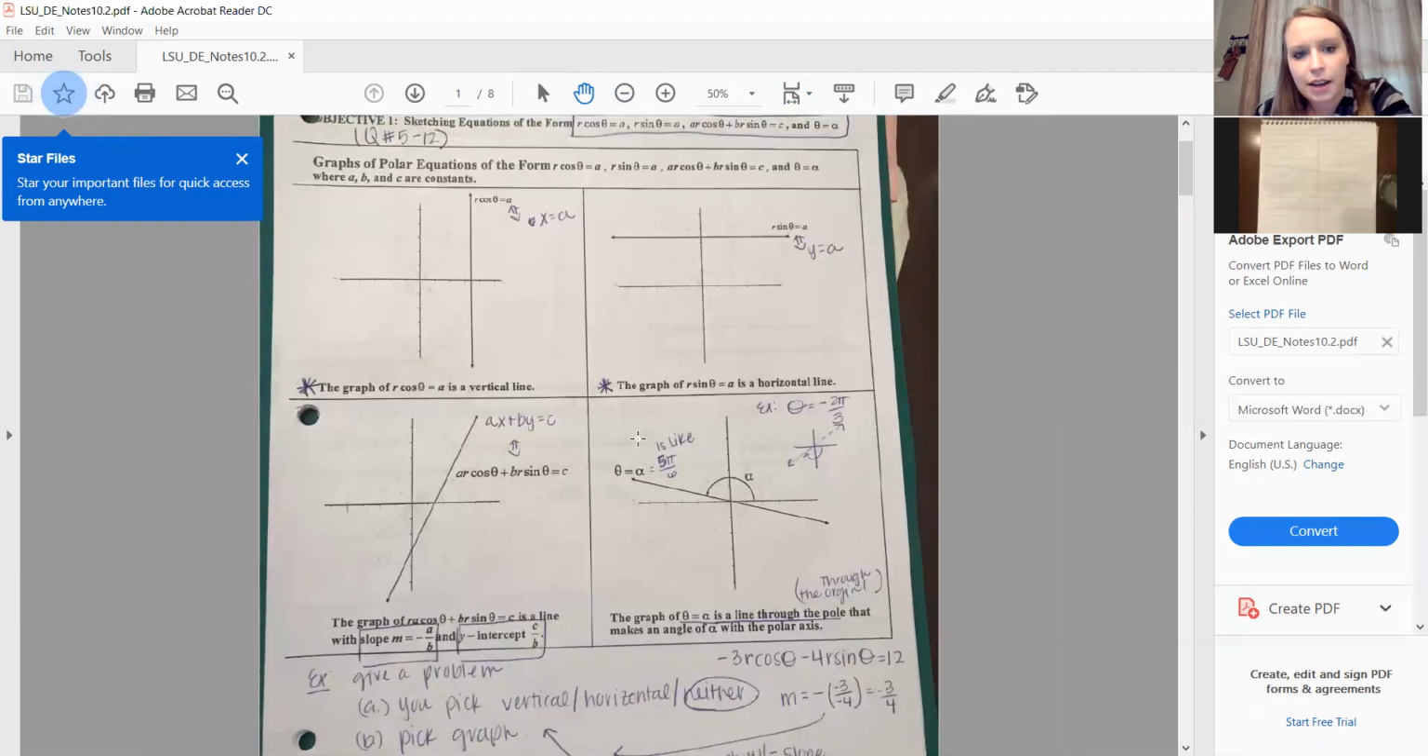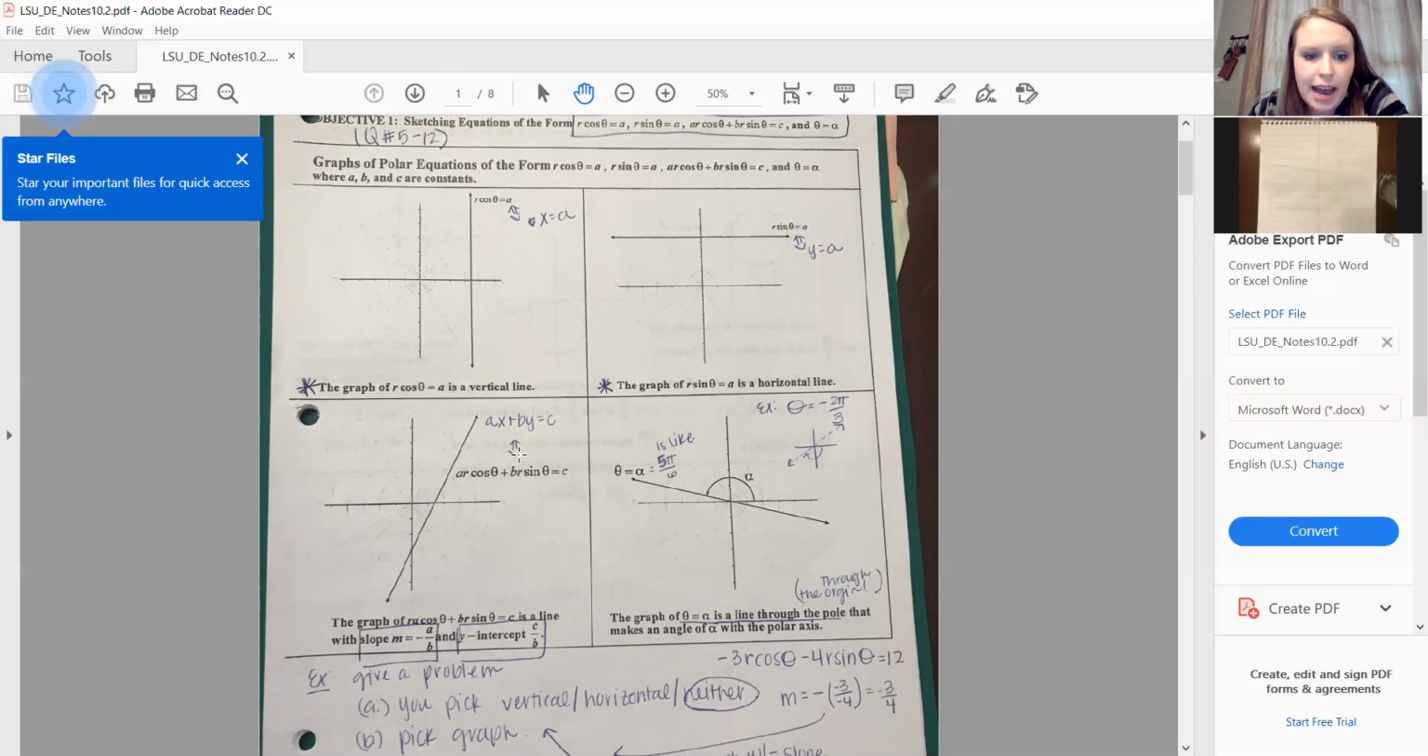So first, if A equals R times sine theta, remember, sine is the same thing as Y. So it would be like saying Y equals a number. That's a horizontal line. If it's cosine equals A, cosine is the same thing as X, so that's a vertical line. So those two are easy. It would just be at whatever number. So this, for example, looks about like 3.5. This would be R cosine theta equals 3.5.